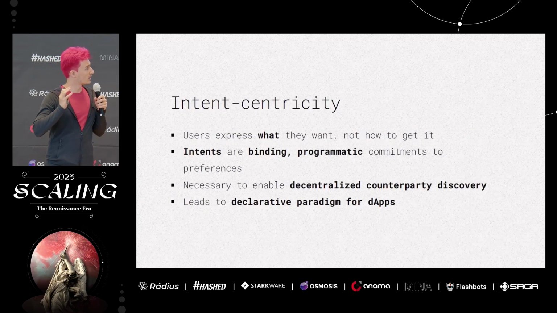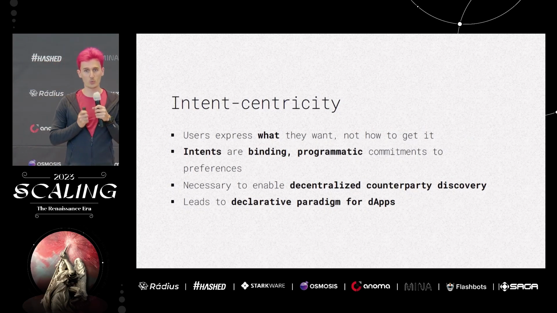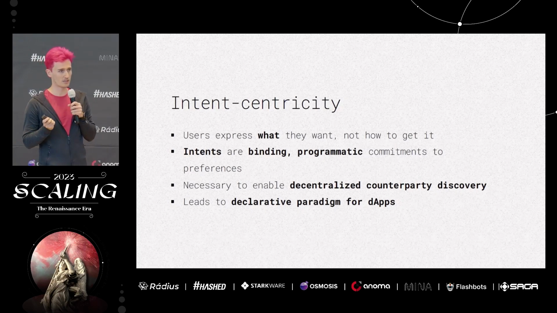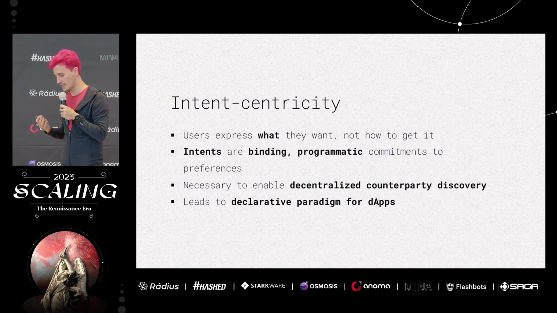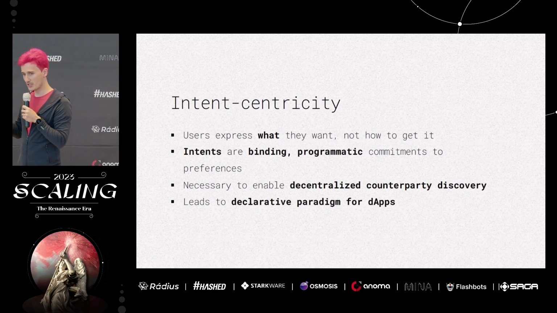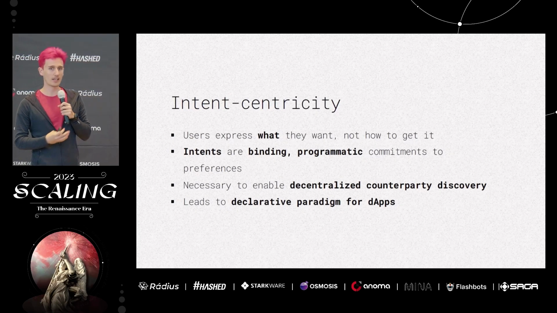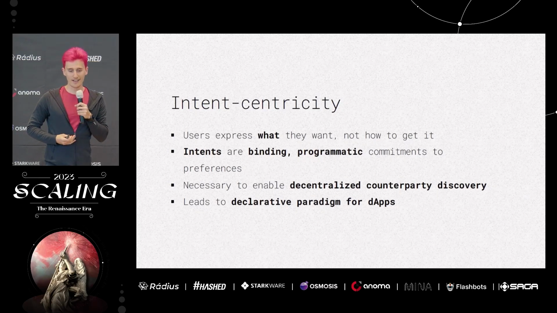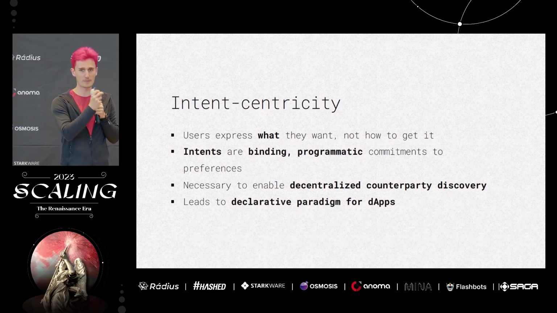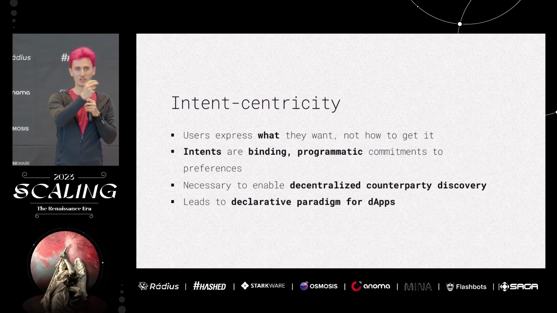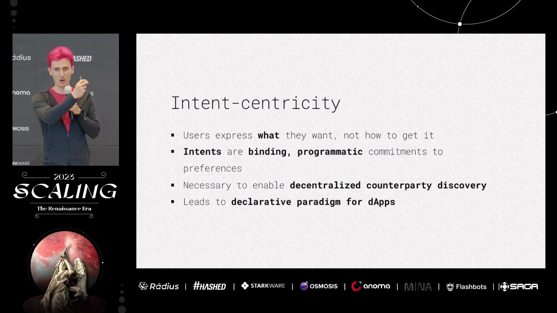So, what are intents? It's fundamentally the notion that users express what they want, not how to get it. And this is, again, one of the very easy ways to see the difference that most of the existing execution environments that we have, like the EVM, really, a user, when they sign a transaction, they specify an execution trace. They specify an entry point and a bunch of opcodes that are allowed to modify their state.